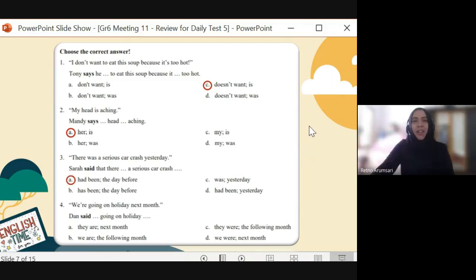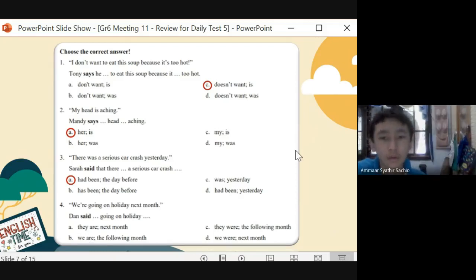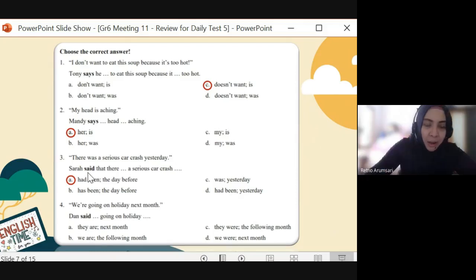Excellent, Ammar Shatir. That's right. Because the saying word is said, it means that you need to change the verb was into had been, and the time yesterday into the day before. Very good. All right. Next, number four. Let's go to Aurel.